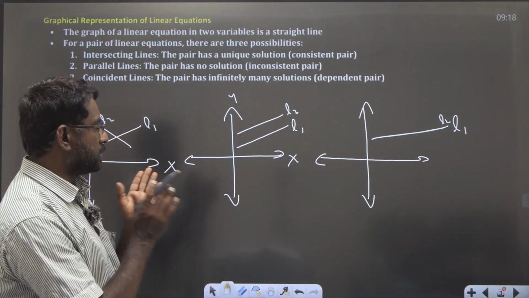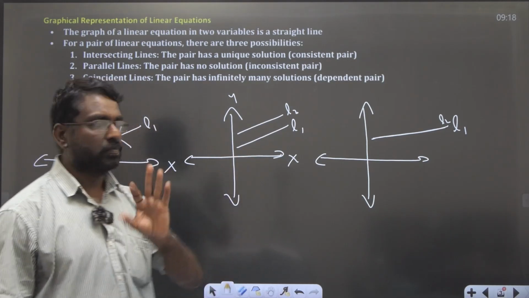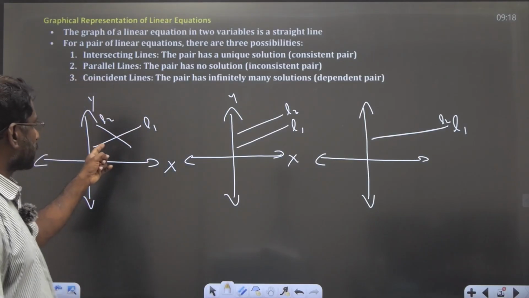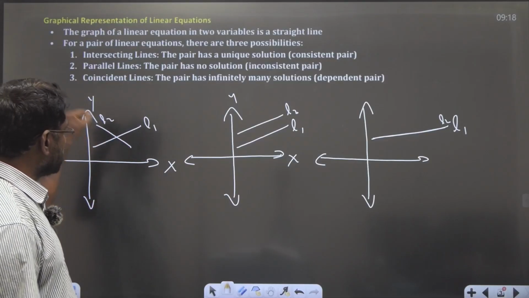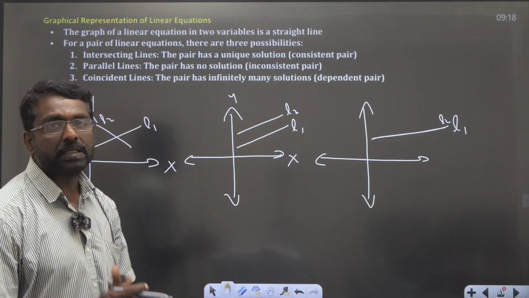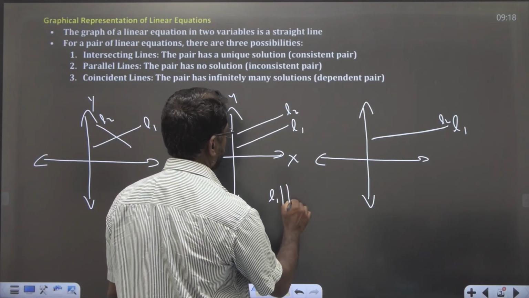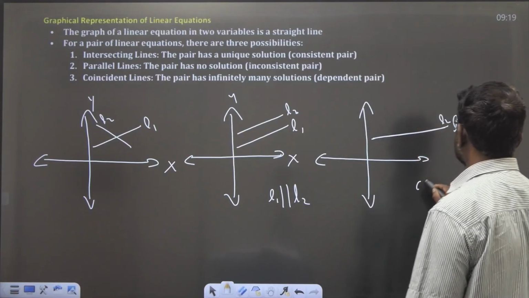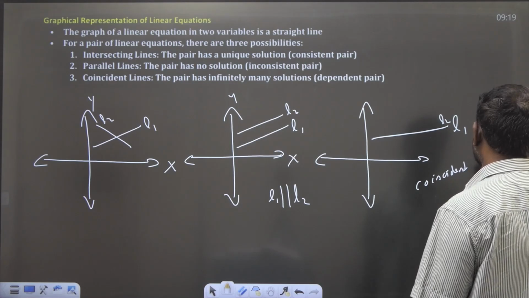You can expect these three types of graphs when we are drawing the graph of two lines. One is this form. They are called intersecting lines, that means they intersect only at one point. These are called non-intersecting lines. They are parallel. Here L1 is parallel to L2. This is called coincident lines.